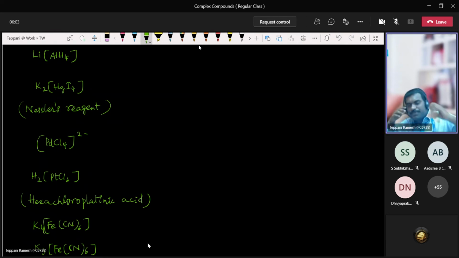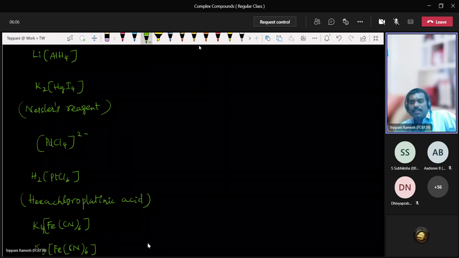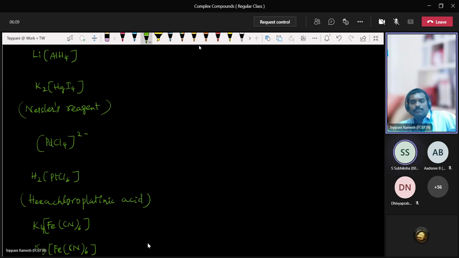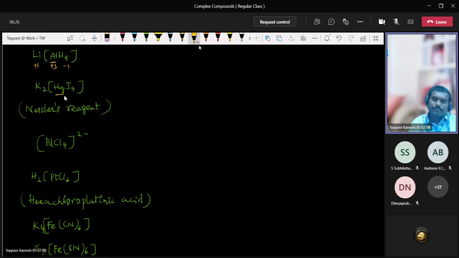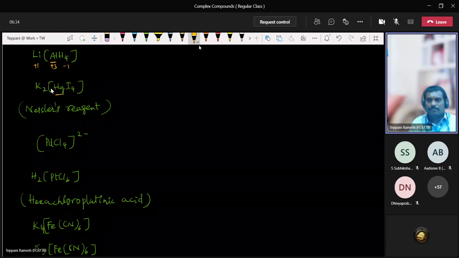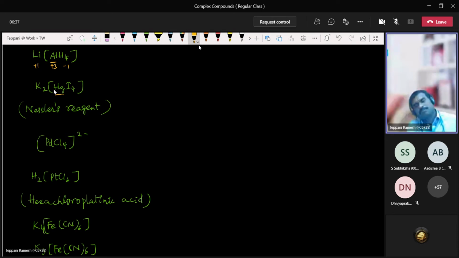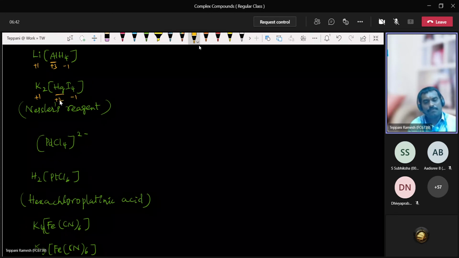Tell me the oxidation states first in all cases. After that, EAN will go. First one is +3, since aluminum has a fixed valency, you can go directly for that. Otherwise, from the +1 and the -1, you can add. This is Nessler's reagent, a familiar one. It is +2: this is +1, this is -1, so it will get +2.